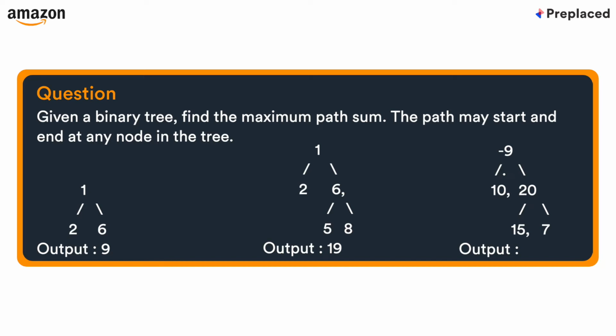Starting from the root, I'll go to all the nodes. I can do it maybe in pre-order traversal. First I will check if that node gives me the maximum sum. I'll keep one maximum sum variable outside this function as a global variable.